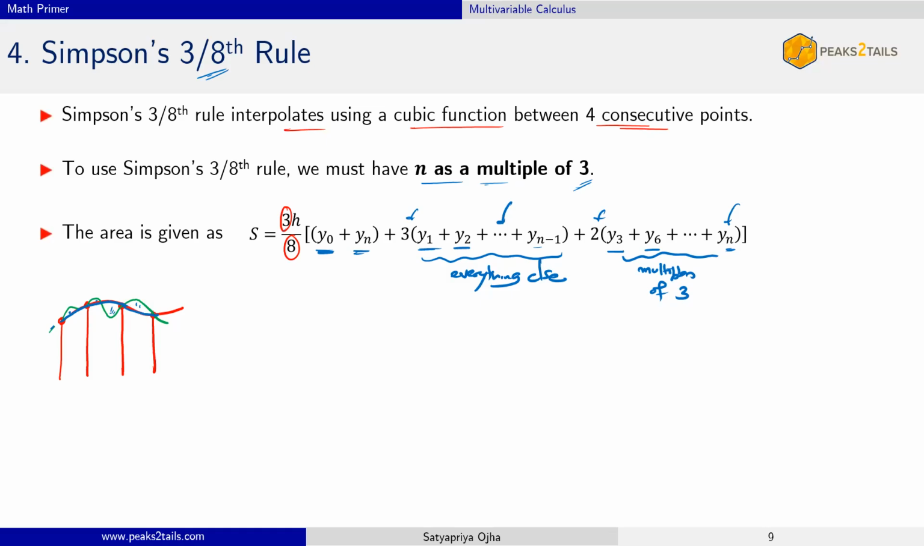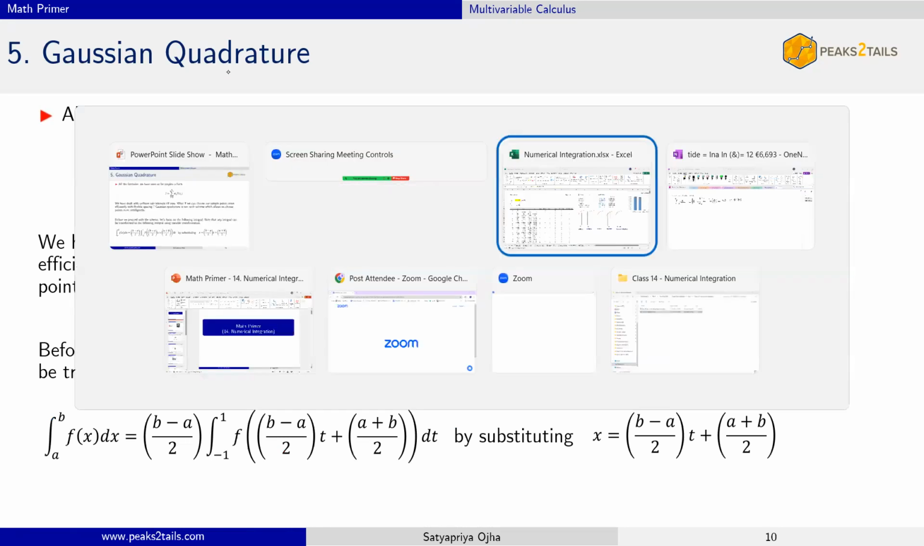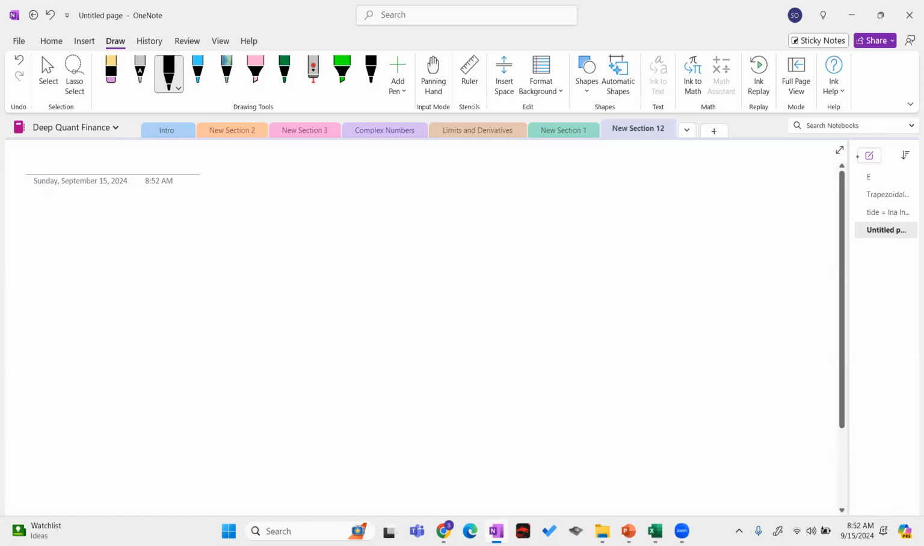All right, so now we'll look at a very, very special algorithm given by none other than Mr. Gauss, right? It's called Gaussian quadrature. And you'll see the power of this. So all of this stuff is in the slide. You can refer to that. Let me walk you through the idea of Gaussian quadrature.